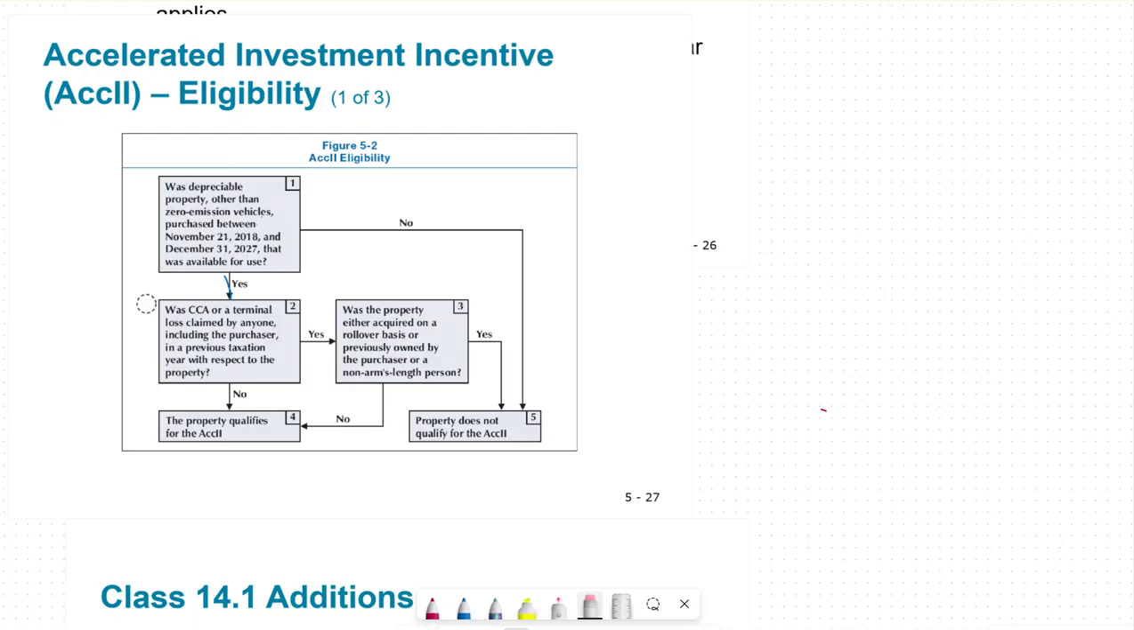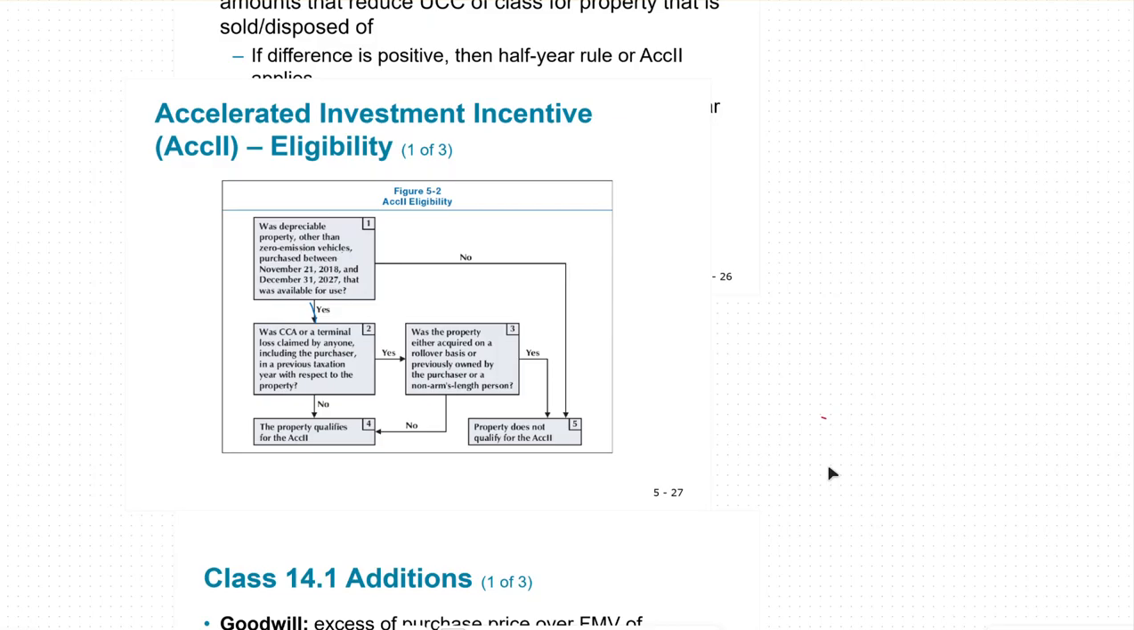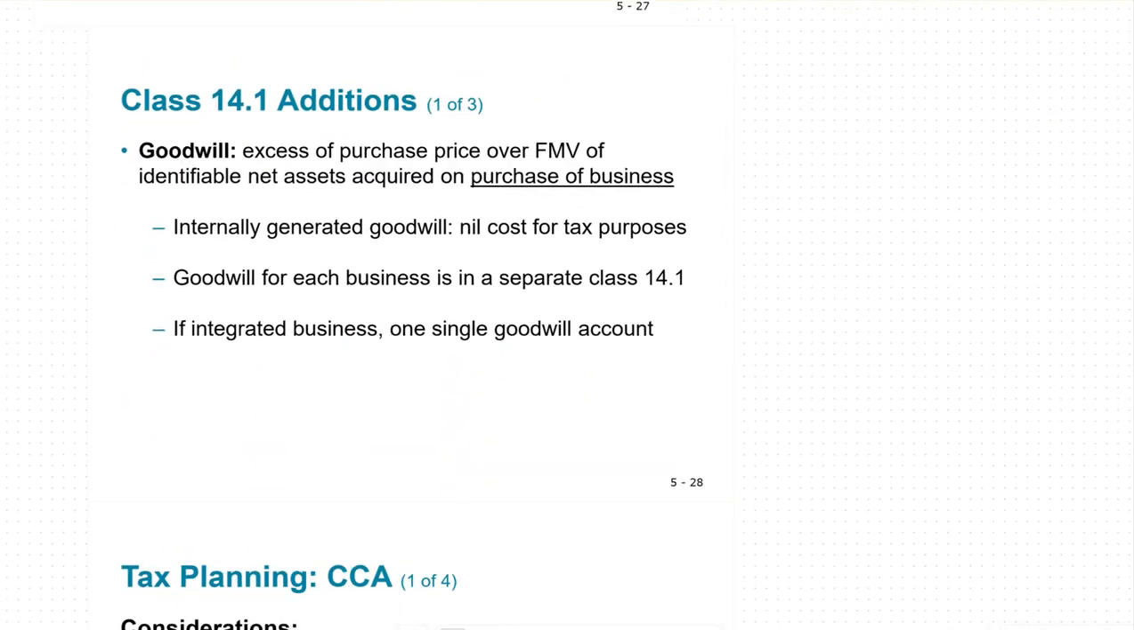So my next one is class 14.1. When we think of 14.1, it's goodwill. Goodwill is for being good to the business. It is the difference between your purchase price and the fair market value of identifiable assets acquired in a business. If you pay more, if your purchase price is in excess of the fair market value, then we have goodwill. If it's less, we call it negative goodwill.